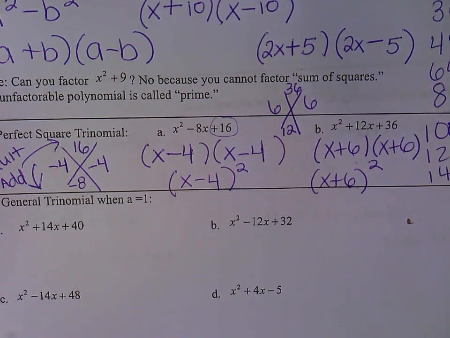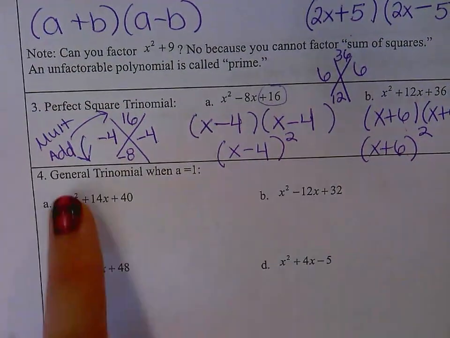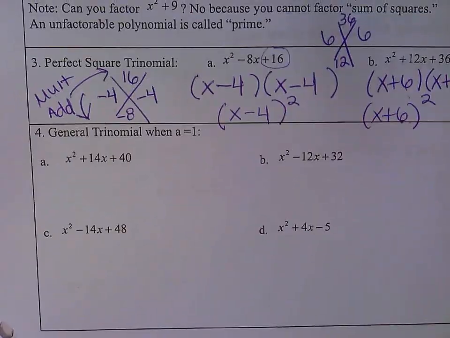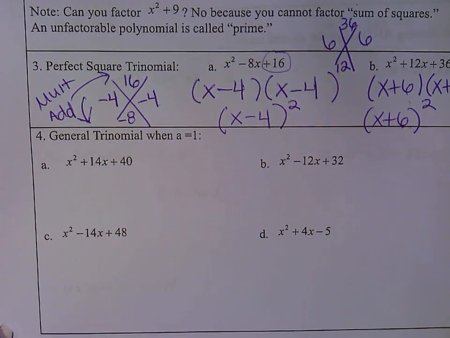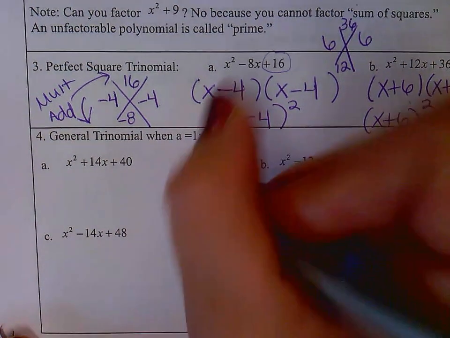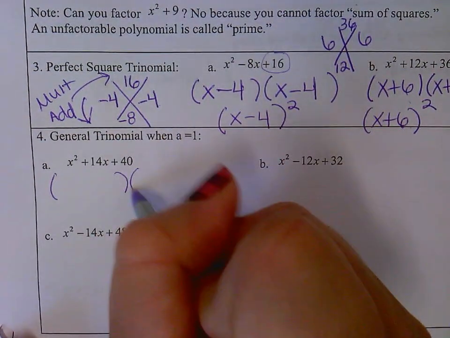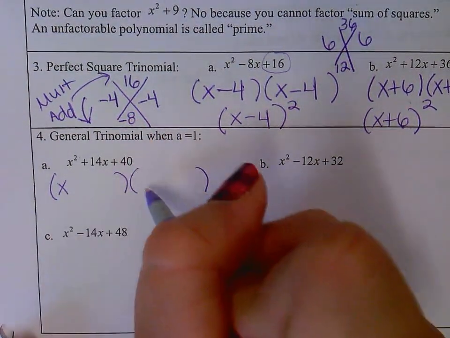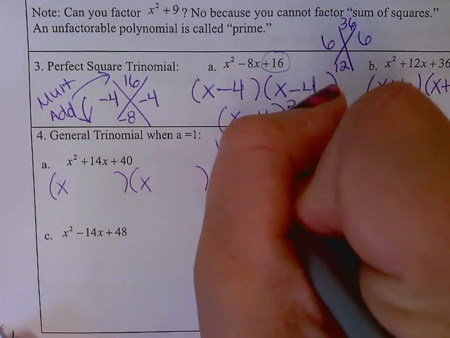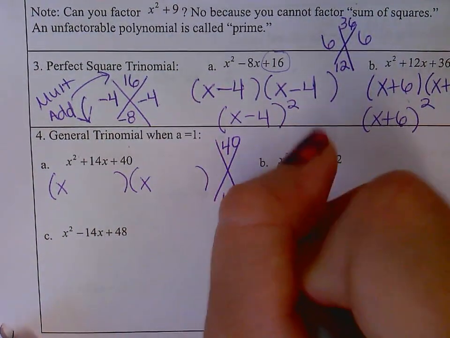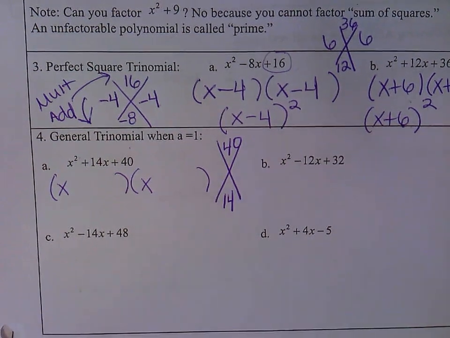All right, number 4 is the same as number 3. It's the diamond method. They're just going to come out as different. I'm going to do box on the back. The box we'll do after lunch. They all start with x, right? X squared, x times x. I'm looking for the factors of 40 this time that have to add up to 14.